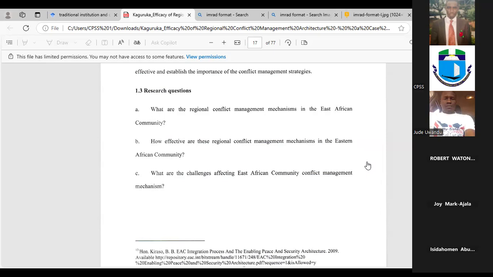Because why didn't you look at the traditional conflicts? No. My work is focusing on regional conflict management strategies. I'm not looking at those at the local level. That is a research question for you.